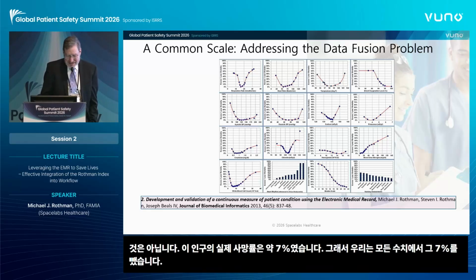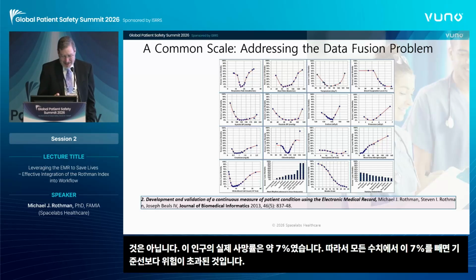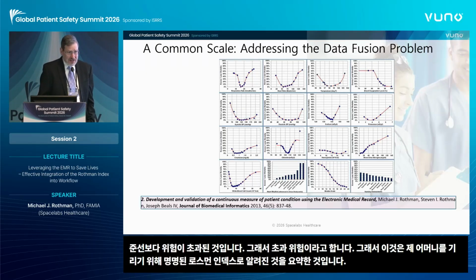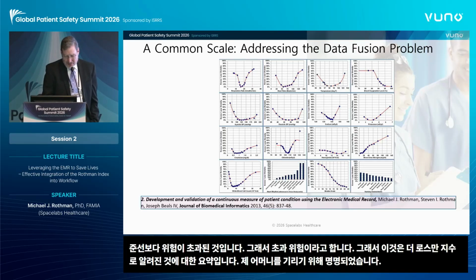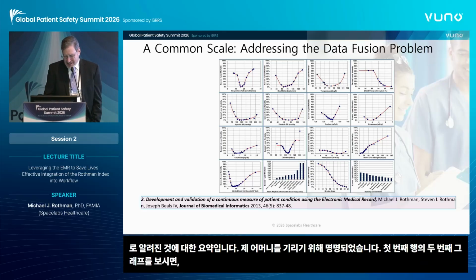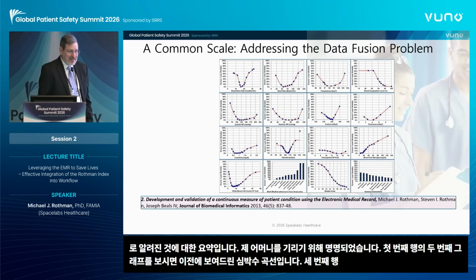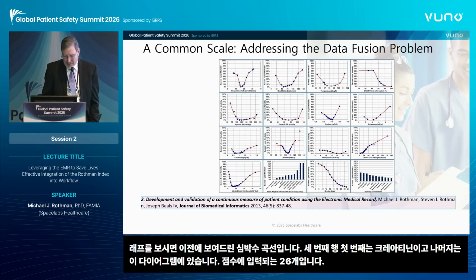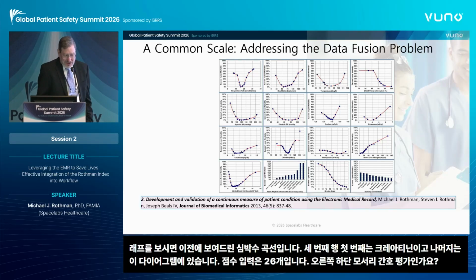And so this is a summary of what has become known as the Rothman index, named in memory of my mother. If you look at the first row, the second graph in, that's the heart rate curve that I showed you before. The third row, the first one in, is creatinine. And each of the others are in this diagram. There are 26 inputs to the score. The lower right-hand corner are nursing assessments. They're binary, so each separate nursing assessment is represented by a bar. And this was published in 2013.